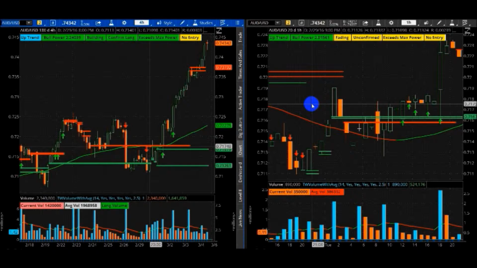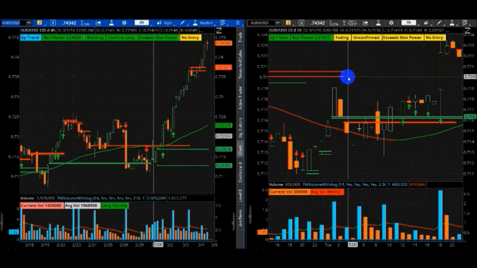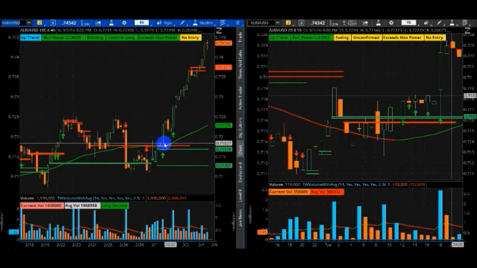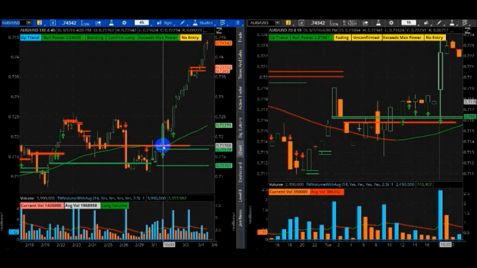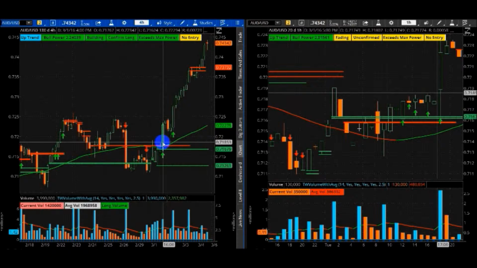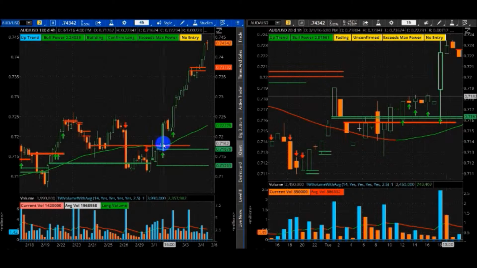This is very important. I just completed a scan program that you can use to find signals when you have signals on both charts. And in this case, it would have been right here on this candle. You would have received a signal, and certainly one would want to consider an entry at that point.